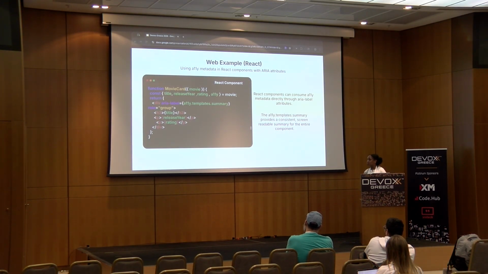Lastly, for web, it's the same idea, just showing that it can be done in web as well, where our React components can consume accessibility metadata directly through our aria labels. And then same thing, we use the summary that we get from the API call of the movie object and apply it to the group.